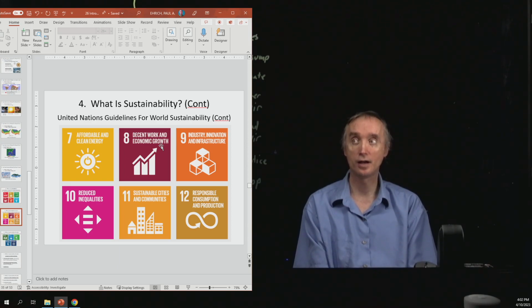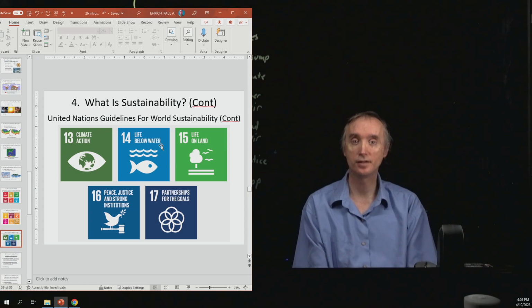Okay, number nine is innovation. So that in industry, you want to have continuing innovation to help have better ways of doing things. Okay, then number 10 is reduced inequalities amongst nations. Okay, number 11 is having sustainable cities. Number 12 is responsible consumption of resources.